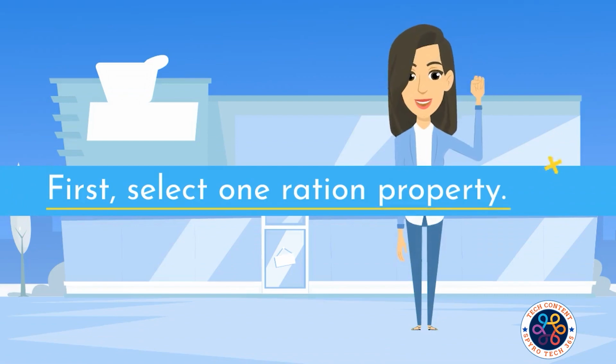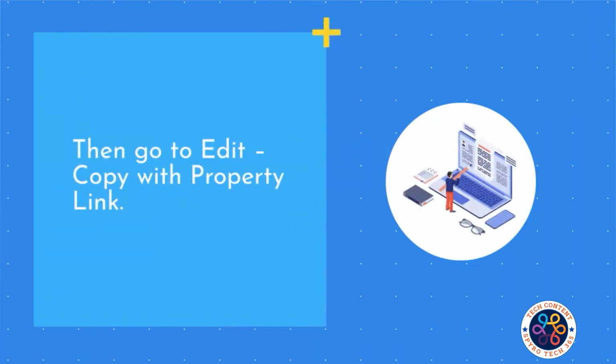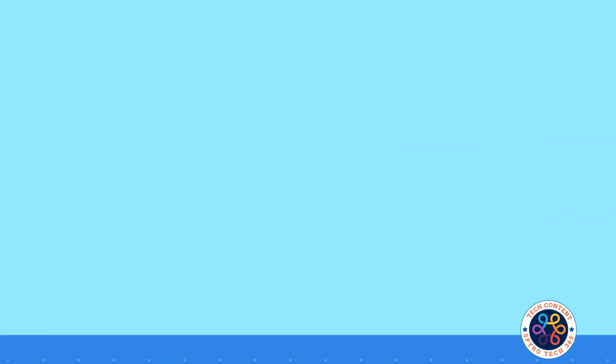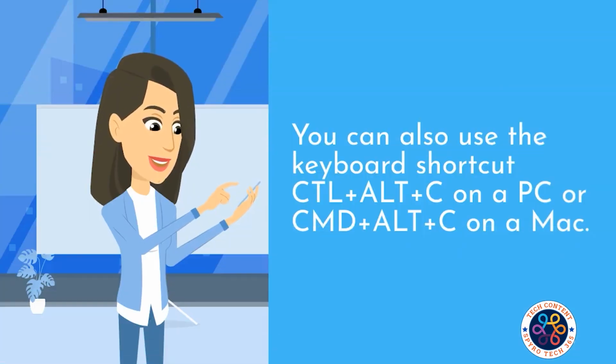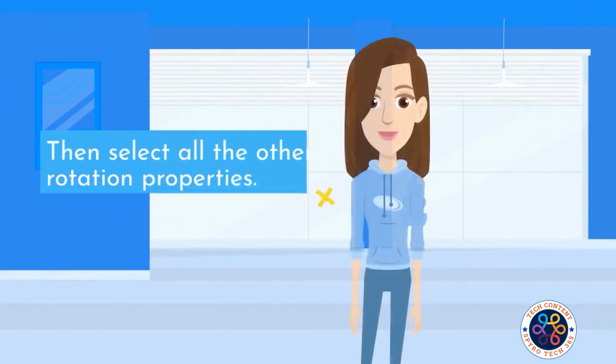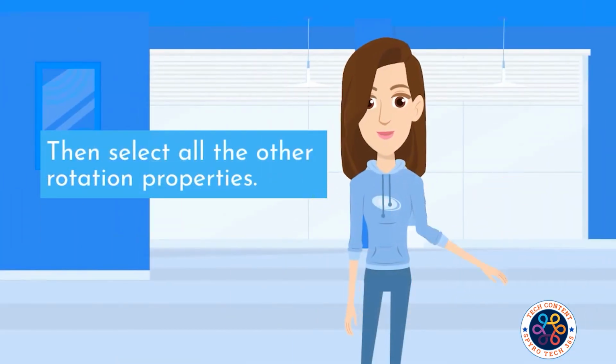First, select one rotation property. Then go to Edit, Copy with Property Link. You can also use the keyboard shortcut Ctrl plus Alt plus C on a PC or CMD plus Alt plus C on a Mac. Then select all the other rotation properties.